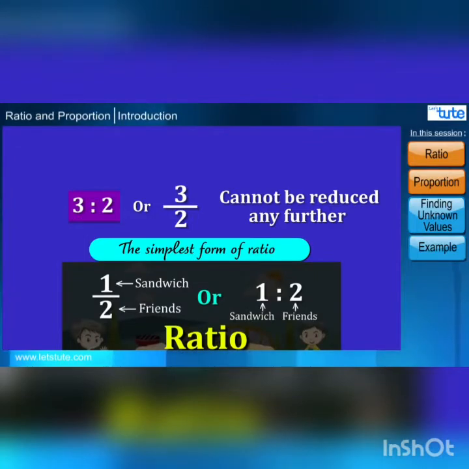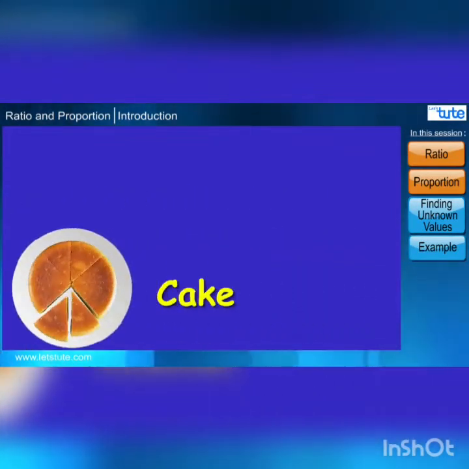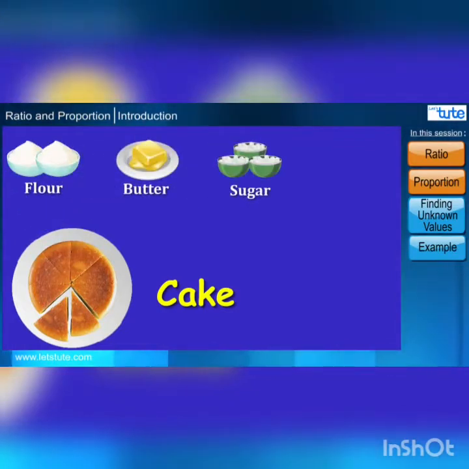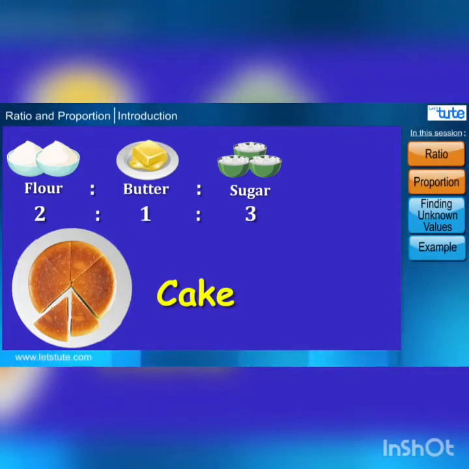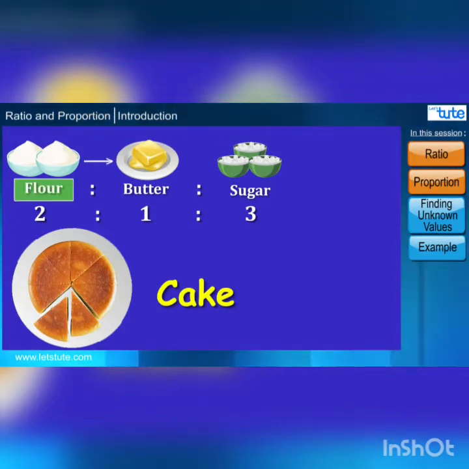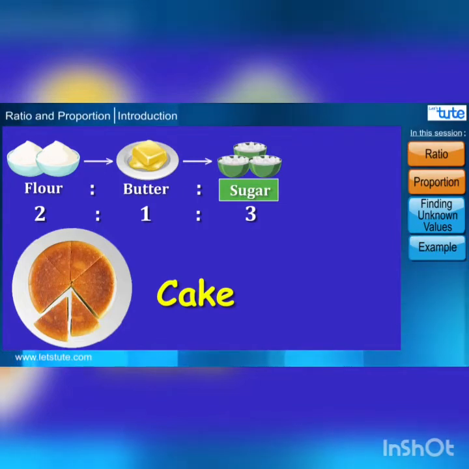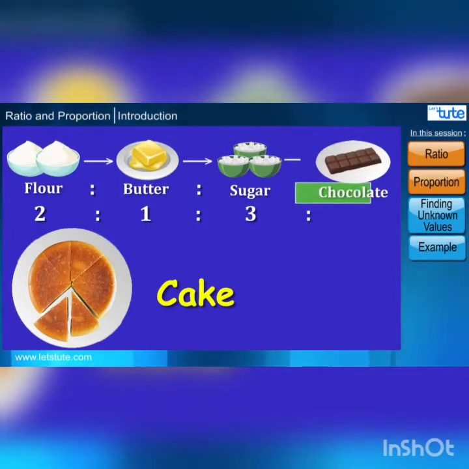However, the concept of ratio and proportion is not based on just two quantities. For example, if you are making a cake, then for that you will need 2 bowls of flour, 1 bowl of butter and 3 bowls of sugar. Here, the ratio of flour to butter to sugar can be written as 2:1:3. Here, the order plays a very important role. This can also be further extended to 4 quantities also, like you can add a bowl of chocolate too.